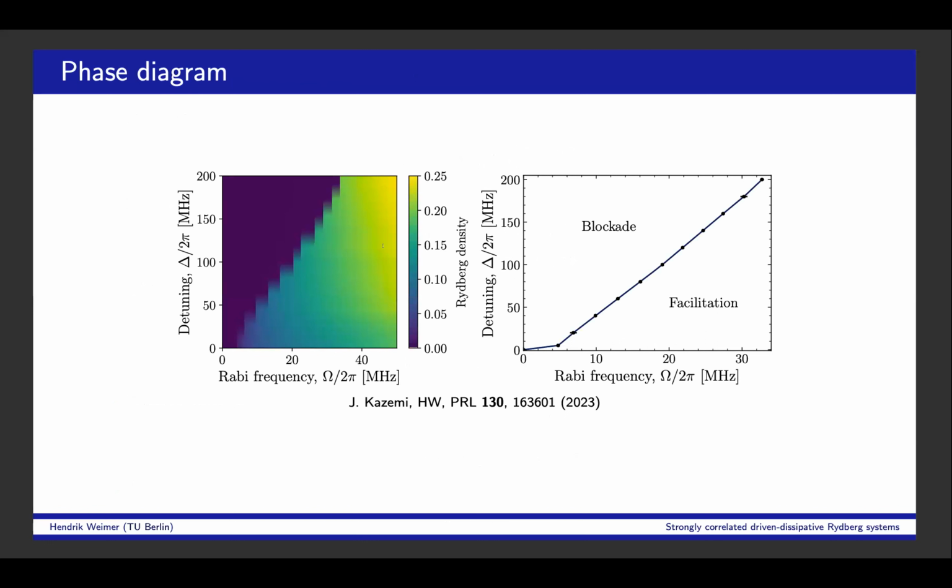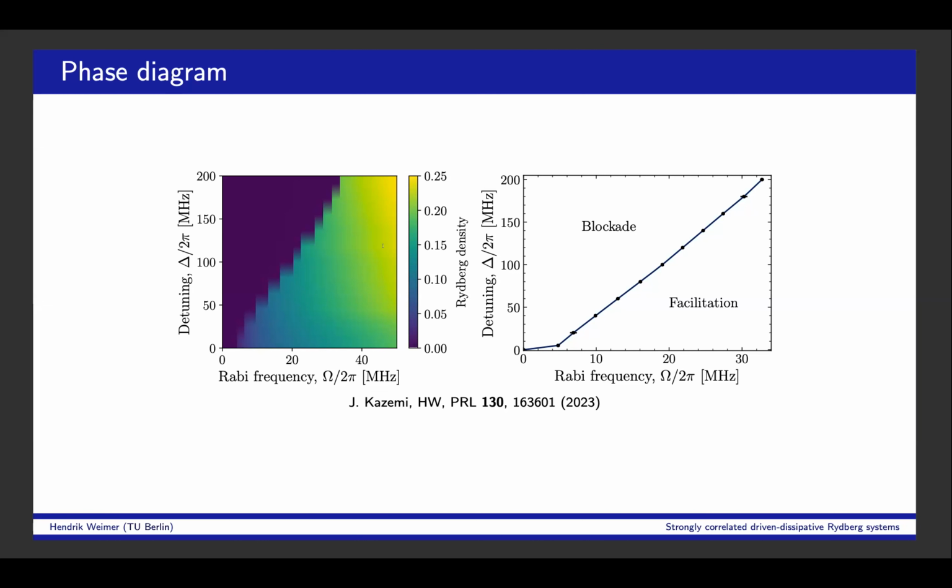And if you put this all in and solve it for the steady state, you see very similar things happen also for these toy models. So they have some validity. Initially you don't have any Rydberg excitations, and then at some point you drive the system hard enough that you open the floodgates and you get a lot of Rydberg excitations in the system.